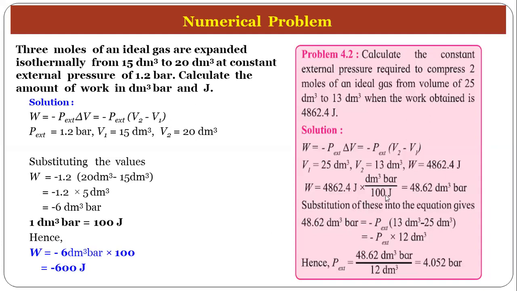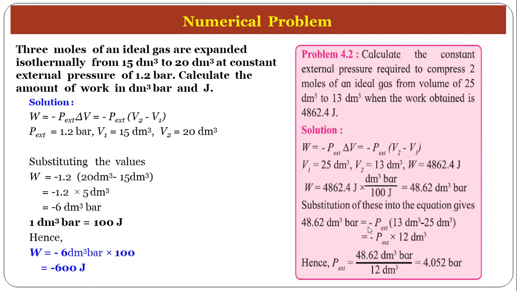See, this conversion is done. Joule is converted into dm cube bar. If we have to convert joule into dm cube bar, we have to divide it by 100 here. So 48.62 dm cube bar. It is converted from joule to dm cube bar. So again we are going to put these values. Work W value is 48.62 dm cube bar.